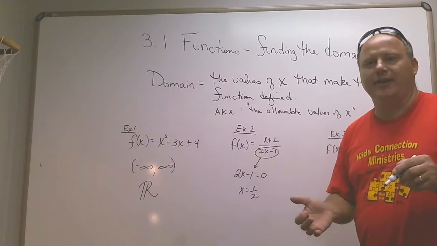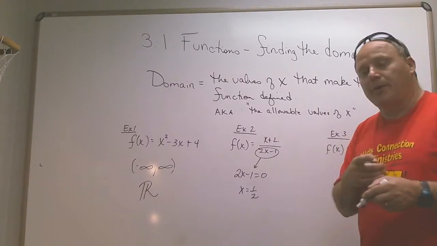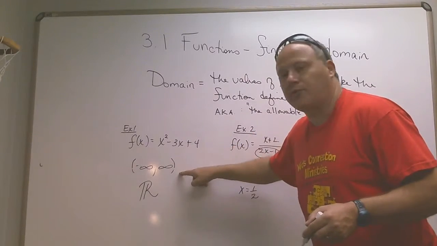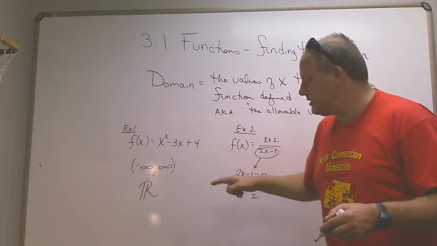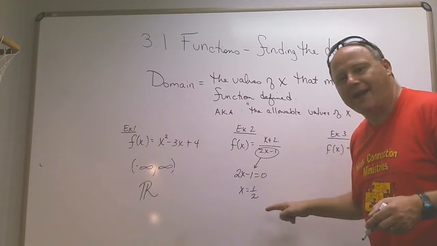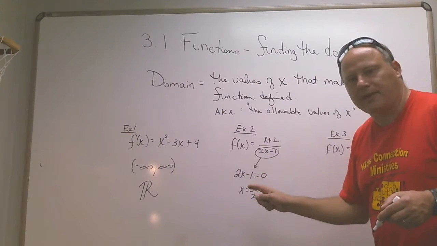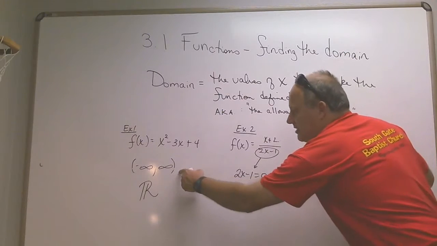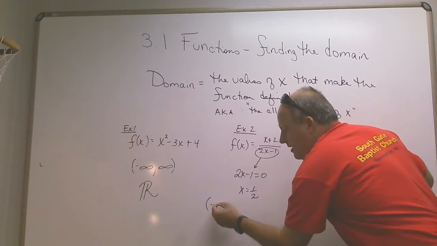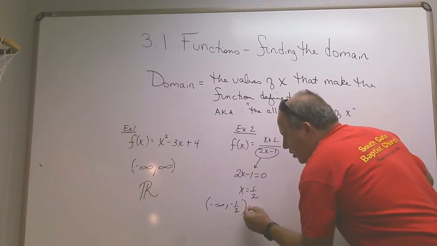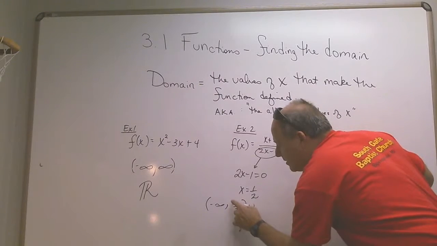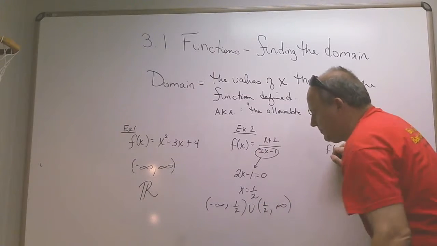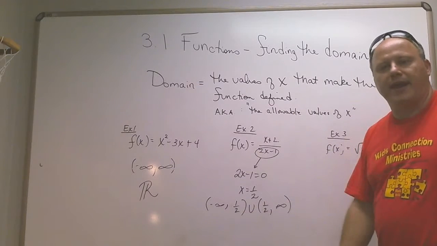Now here's the trick. How do you write that down? Well, there's a couple of ways. You can write it in interval notation. So this one starts on the left arrow and goes to the right arrow, negative infinity to infinity. But on this one, it starts on the left arrow, goes to 1/2, exclude that one, chop that number out, and then go from 1/2 to infinity. So in interval notation, it looks like this, but it's two intervals. Negative infinity to 1/2, union, 1/2 to infinity. So it's everything except for 1/2.